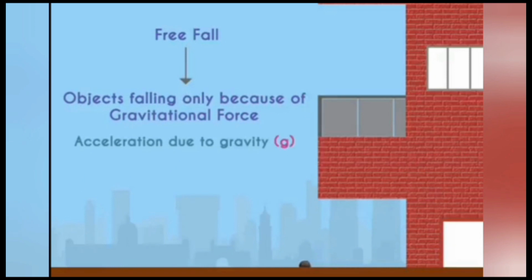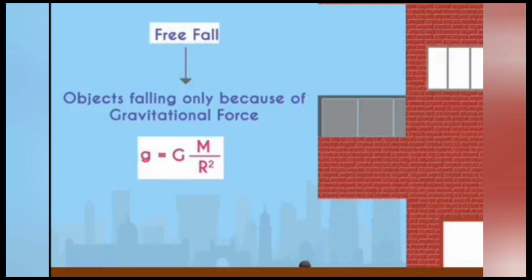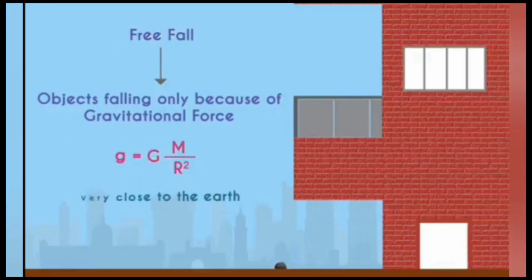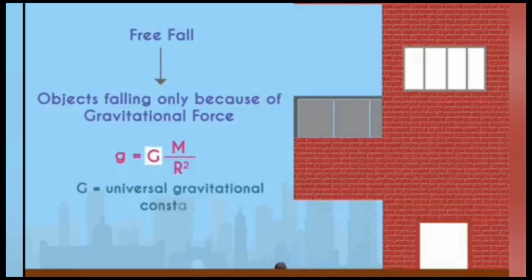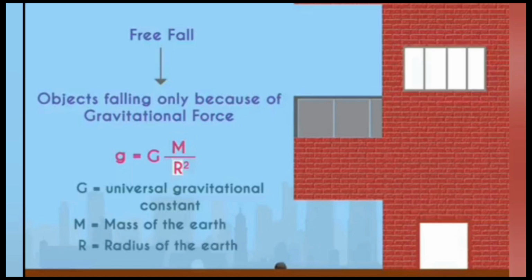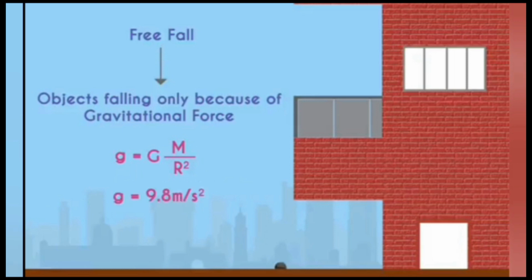Using a few mathematical equations, we can derive the value of g like this. We can use this equation for free fall when the objects are very close to the earth. In this equation, uppercase G denotes the universal gravitational constant, M denotes the mass of the earth, and R denotes the radius of the earth. The objects are close to the earth. The value of g is 9.8 meters per second square.